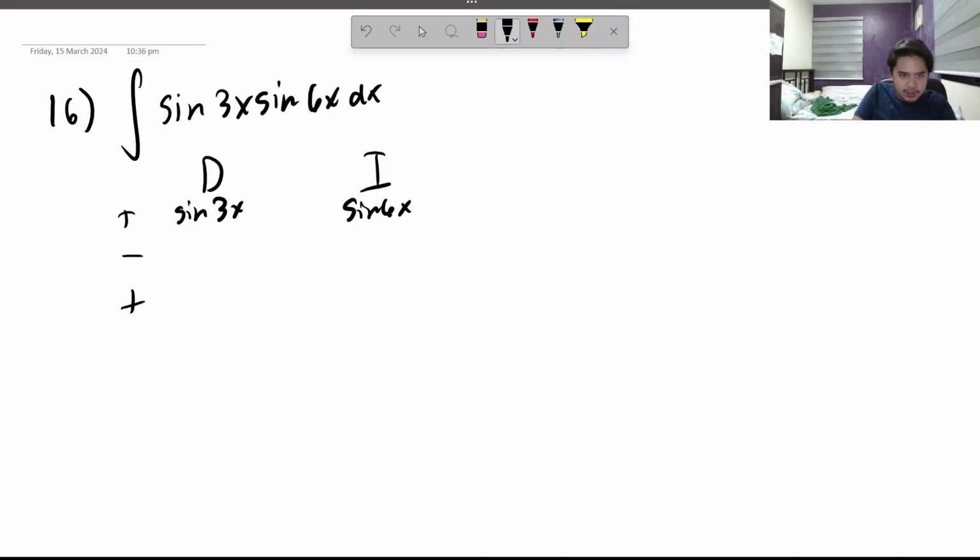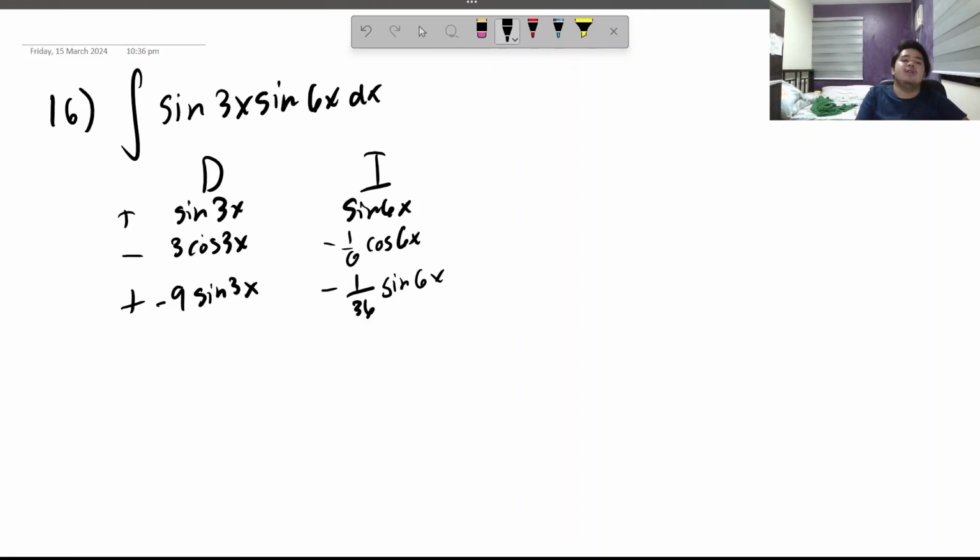And then, the derivative of sine 3x is 3 cosine 3x. The integral of sine 6x is negative 1 over 6 cosine 6x. And then this is 9 sine 3x. Sorry, I forgot about this, it should be cosine. Cosine 3x here. Then negative 9 sine 3x, since cosine is negative. Okay. So this is going to be negative 1 over 36 sine 6x. Yes. Now, how do we go about solving this?